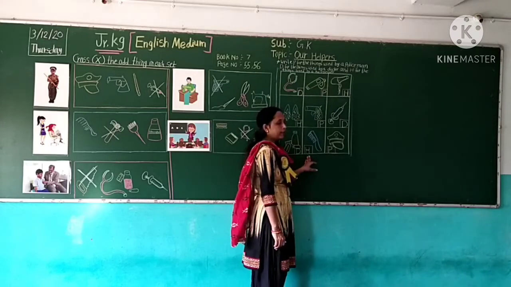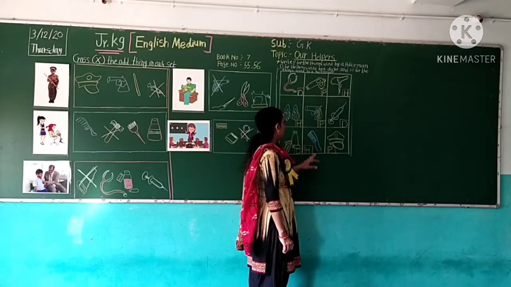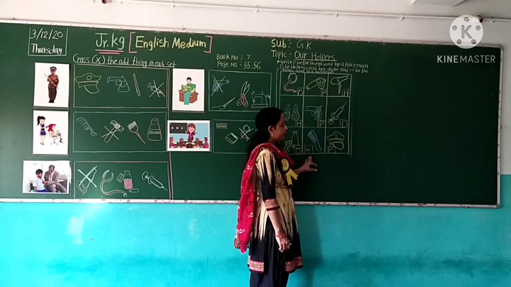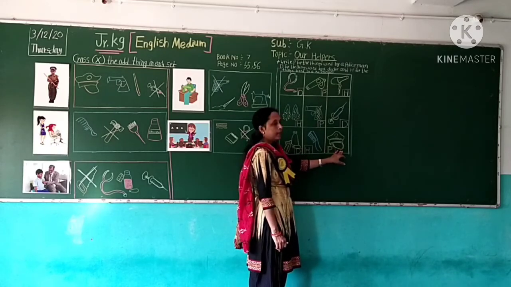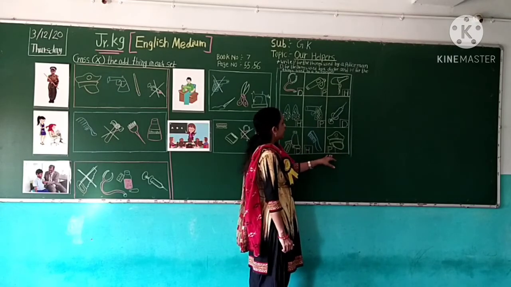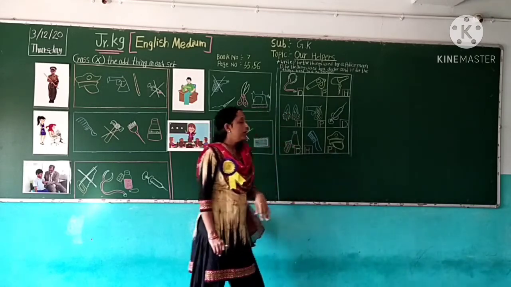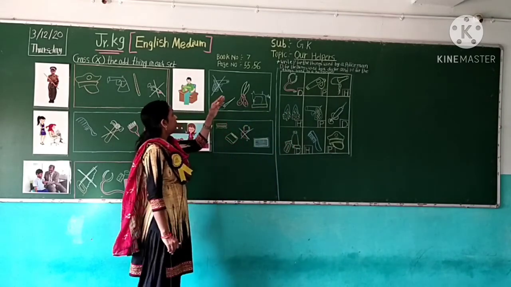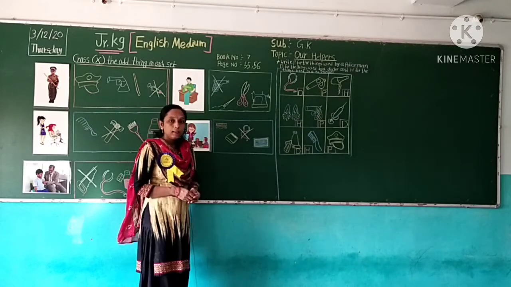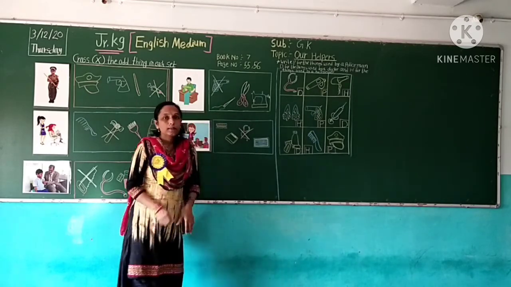Which picture is this? Comb. A comb is used by a hairdresser. And which picture is this? Cap. Police cap. These things are used by a policeman. So, students, write this exercise in your book, number 7, on page numbers 55 and 56.